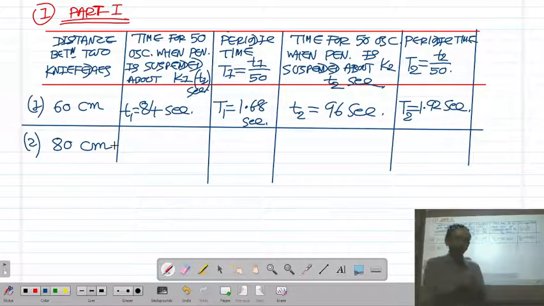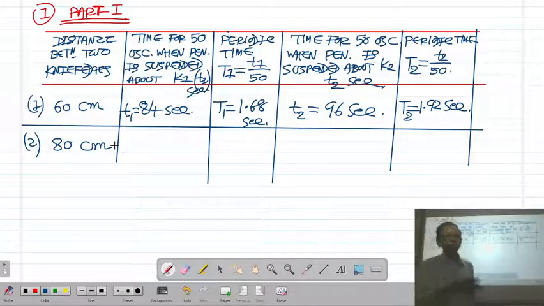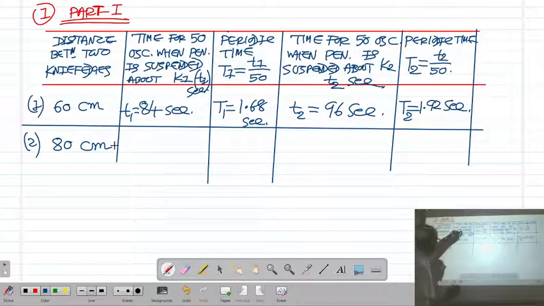How do you adjust the 80 centimeter distance? From the center of the compound pendulum, keep the knife K1 at 40 centimeters and keep the wooden block at 40 centimeters. So, the total distance between the two knife edges will be 80 centimeters. Now, suspend the pendulum about knife edge K1, which is near to the block. Measure the time of 50 oscillations.